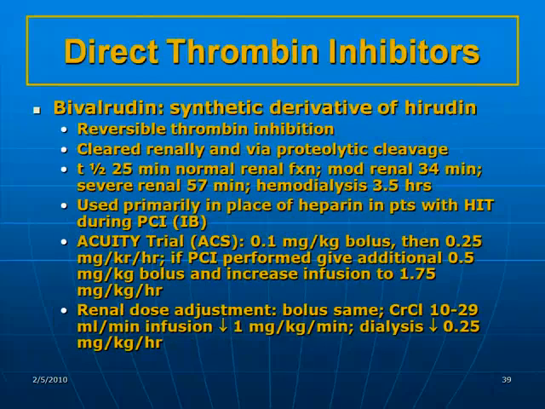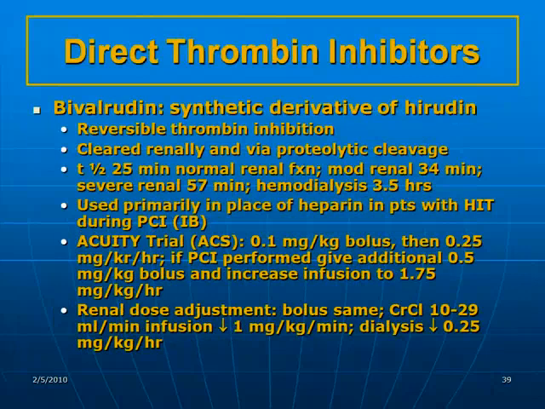Direct thrombin inhibitors on slide 39, bivalirudin is indicated to be used as an alternative in the cath lab. We've talked about this. It is a synthetic derivative of hirudin, which is derived from the leeches. It's a reversible thrombin inhibition. The downside with this drug is that it is cleared renally. So as the renal function declines, the half-life increases, and you have to make dose adjustments.